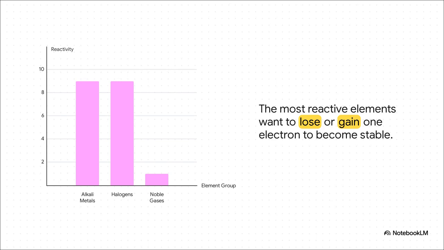Think about it. The most reactive elements are going to be the ones that are most desperate to either ditch an electron or gain one to feel stable. So you get these two hot spots on the table. Way over on the left, the alkali metals are dying to lose just one electron. And way over on the right, the halogens are dying to gain just one. And in between? Right at the very end of the row, you have the noble gases, who are perfectly happy. They're stable. They don't want to do anything, so they're not reactive at all.